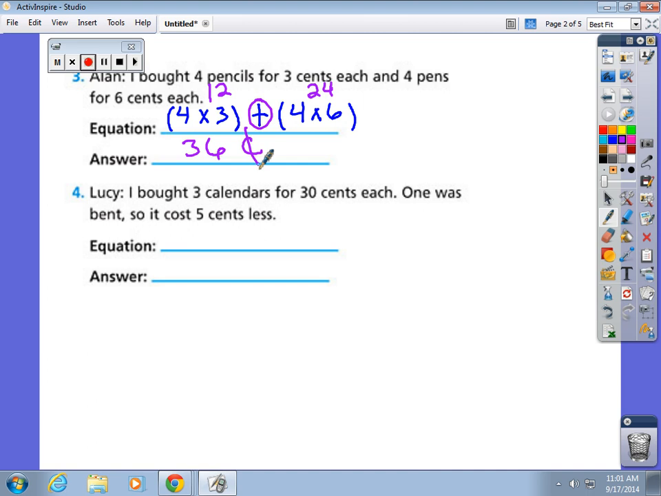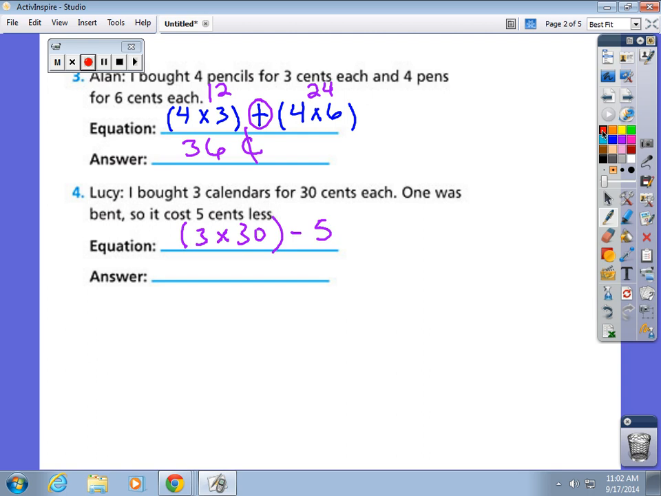Lucy, I bought 3 calendars for 30 cents. One was bent, so it cost 5 cents less. Cool, she got a little break on the deal there. But let's go ahead and group our 3 calendars times our 30 cents for each calendar. Put those in a group. And then she didn't get an additional one. One of these 3 here was 5 cents less, so we can go ahead and subtract 5 from the group. So 3 times 30 gives me 90 cents.